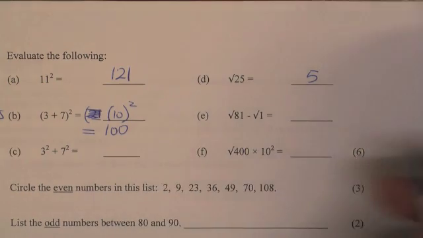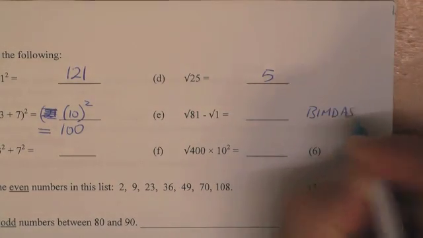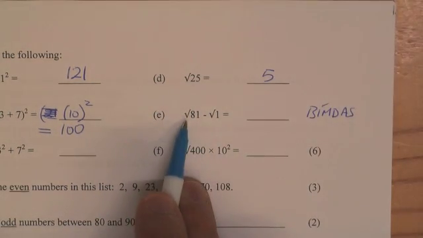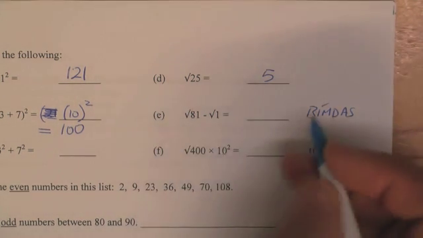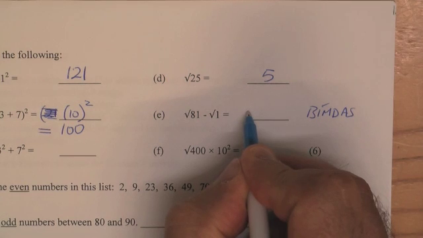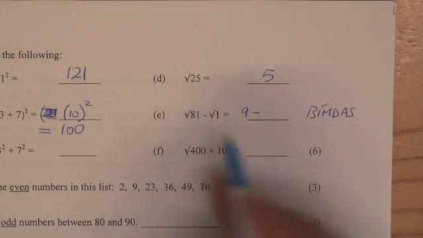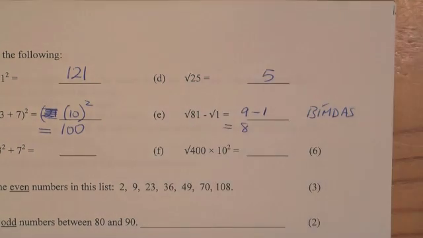Right, again applying BIMDAS. We don't have any brackets, but we do have indices. Square roots are the same as indices. So we do the square root of 81 and the square root of 1. The square root of 81 is 9, because 9 times 9 equals 81. And the square root of 1 is 1, because 1 times 1 equals 1. That equals 8.